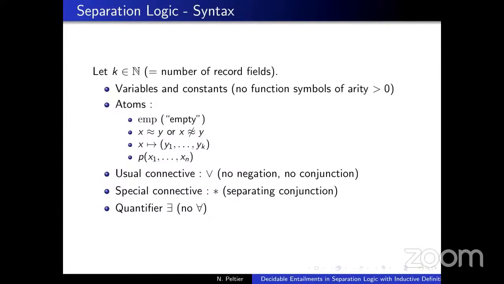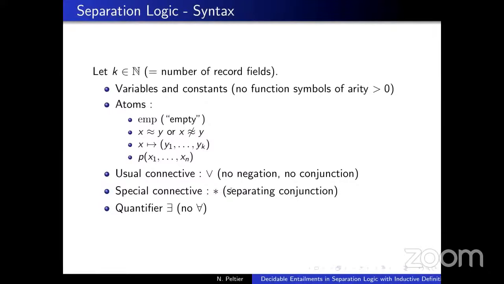We have a set of variables and constants. We consider atoms that can be emp, standing for empty, equations or disequations between variables or constants, and points-to atoms, which state that a variable or constant x refers to a record of variables or constants y1, ..., yk. We have predicate atoms, which are used to denote recursive data structures of arbitrary size. We use the usual disjunction and existential quantification, and we also use a special connective denoted by a star and called separating conjunction.